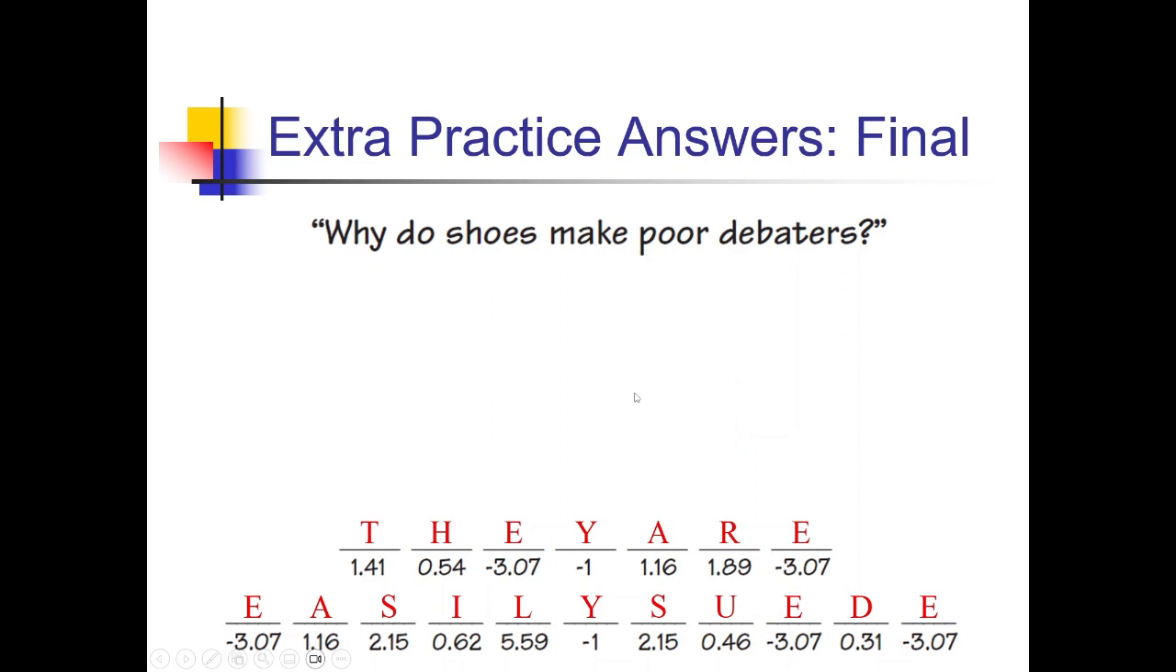Now we filled in all our blanks, we're ready to move on to solving the riddle. Why do shoes make poor debaters? Because they are easily swayed, right? Like suede shoes and swayed in a debate.